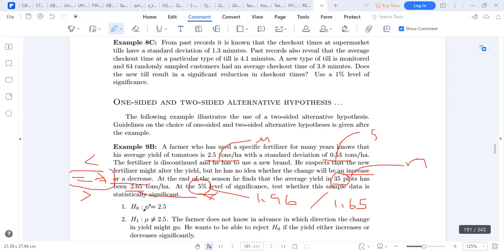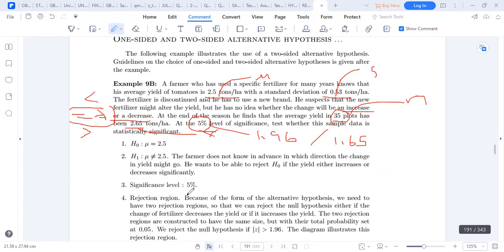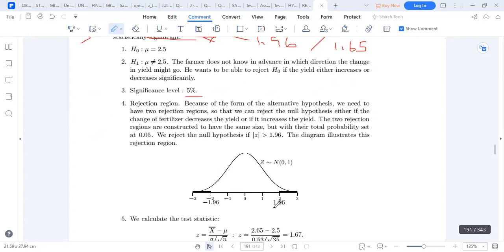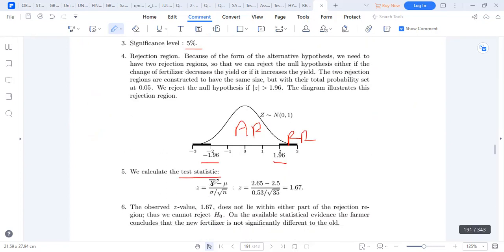So let's go to the procedure. Step 1, set the hypothesis. Mu is equal to 2.5, mu is not equal to 2.5. Step 2, state the level of significance, which is 5%. Step 3, draw the decision critical values, 1.96. So this is called the rejection region and the accept region. Step 4, calculate what we call the test statistic. So x bar minus mu, over standard deviation over root of n, 2.65 minus 2.5. So we get 1.67. Where is it? It's somewhere here inside. So what does it mean? It means it's within the accept region.